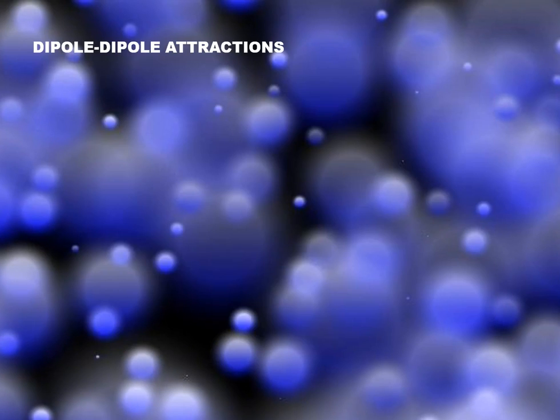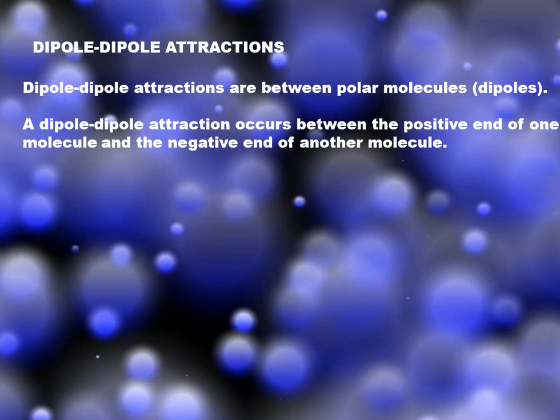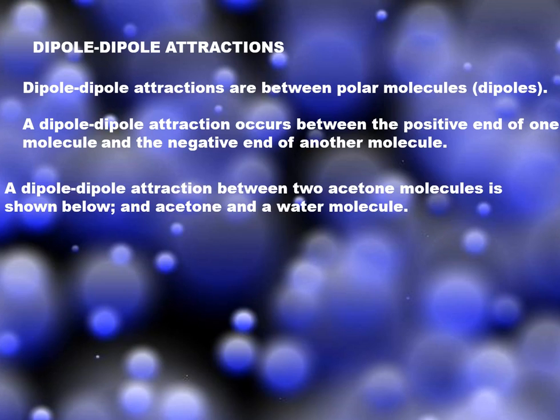We have three different types of intermolecular forces, and the first we're going to look at are the dipole-dipole attractions. Now, a dipole, if you remember, is opposite charges separated by a short distance, and so that would be our polar covalent bond. So dipole-dipole attractions are between polar molecules, where you have the attraction between the positive end of one molecule and the negative end of another one. Let's take a look at what that would look like.